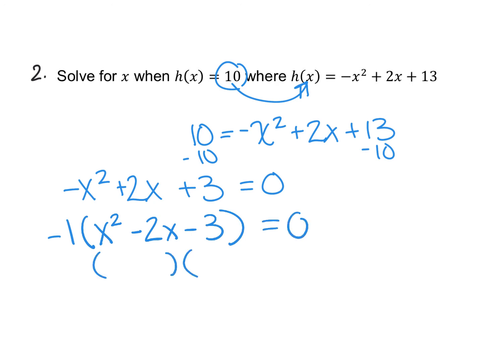And so then we're going to factor this as well, x and x. And I'm going to have then a 3 and a 1. And I need a -2, so I'm going to make this a negative, this a positive. So x is equal to positive 3, or x is equal to -1.